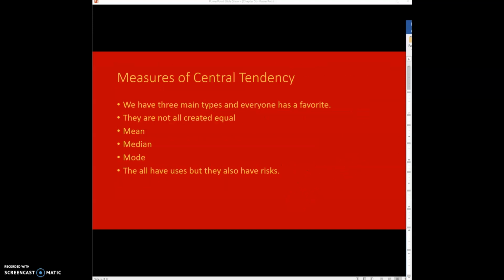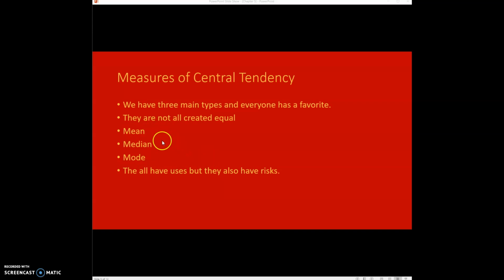So, measures of central tendency. We have 3 main types, and everybody has a favorite, but they are not all created equal. They all have a use, but they all have a risk. The most common one that we go to is the mean, the arithmetic mean, where you add them all up and divide by the number that you have. There's the median, which is the score in the middle, and there is a mode. That's the score that occurs most often.